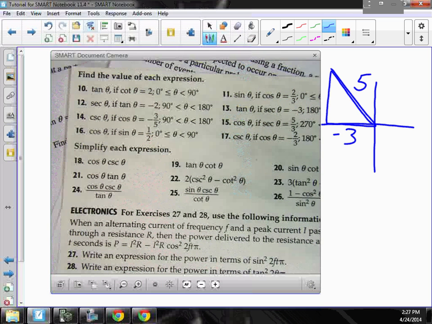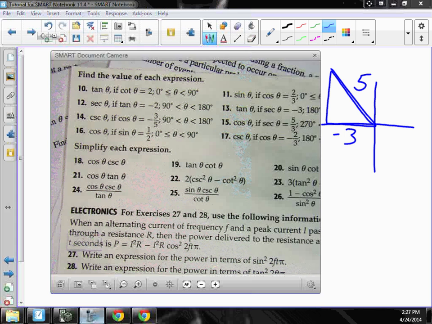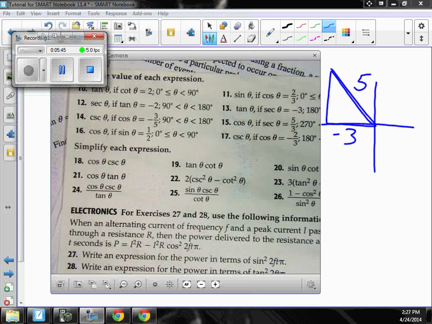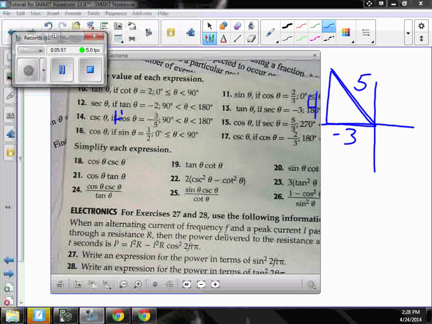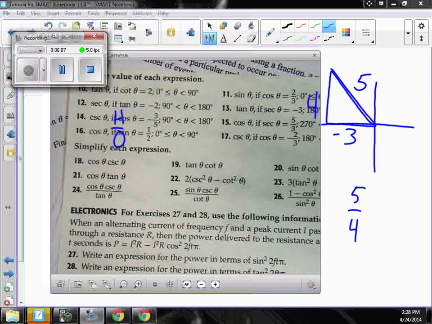But is it positive 4 or negative 4? Positive, because we're in quadrant 2 and the y value is positive in quadrant 2. So we're going to put a 4 here. Cosecant, what is the ratio for cosecant? H over O, and that's on your reference sheet. So in this case, it's going to be 5 over 4. That's it.